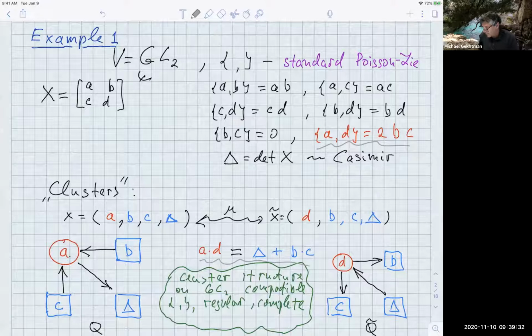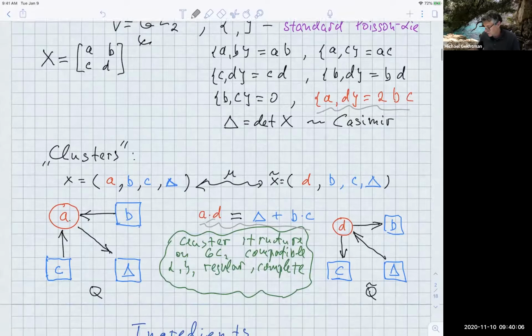To remember this formula, you can record it as a quiver. This quiver, this directed graph, just tells me that if I want to transform A, I have to multiply all the variables that point to A, plus add the product of all the variables to which A points, and then divide by A, and this will give me a new coordinate. This is a typical example of a cluster transformation and of a quiver mutation. We'll talk about this later.